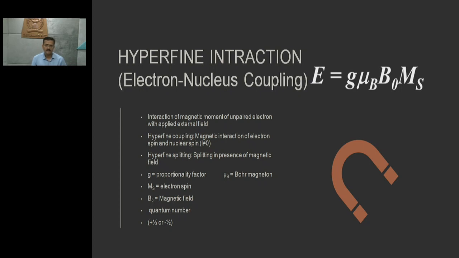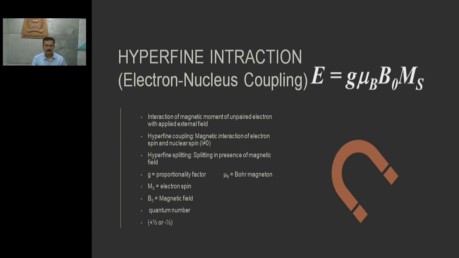It would be understood with respect to E = g μB B0 mS. So what does it mean? g is a proportionality constant, μB is the Bohr magneton, mS tells us the electron spin, and B0 is the magnetic field, with its quantum number. So it is the interaction of the magnetic moment of the unpaired electron with the applied external field.